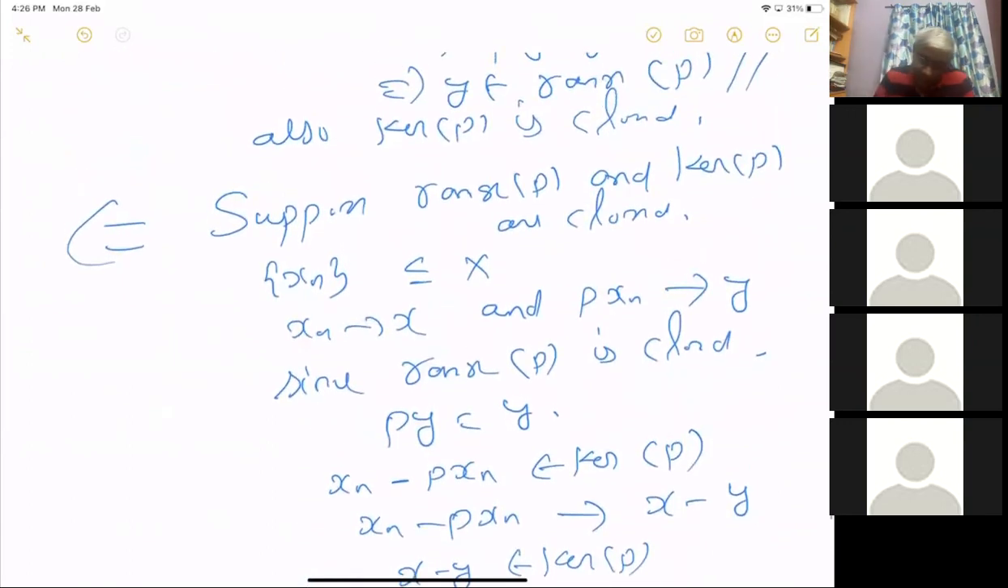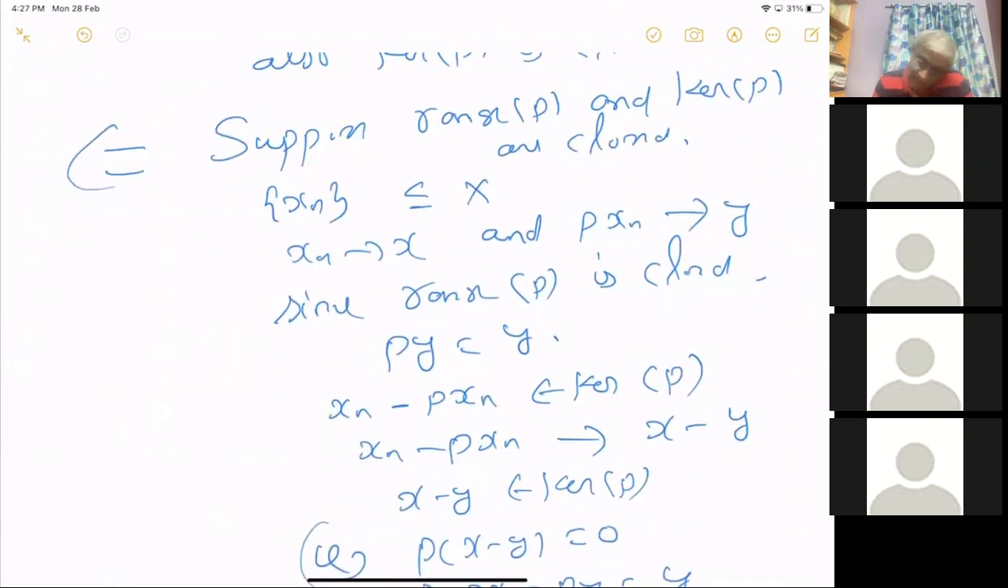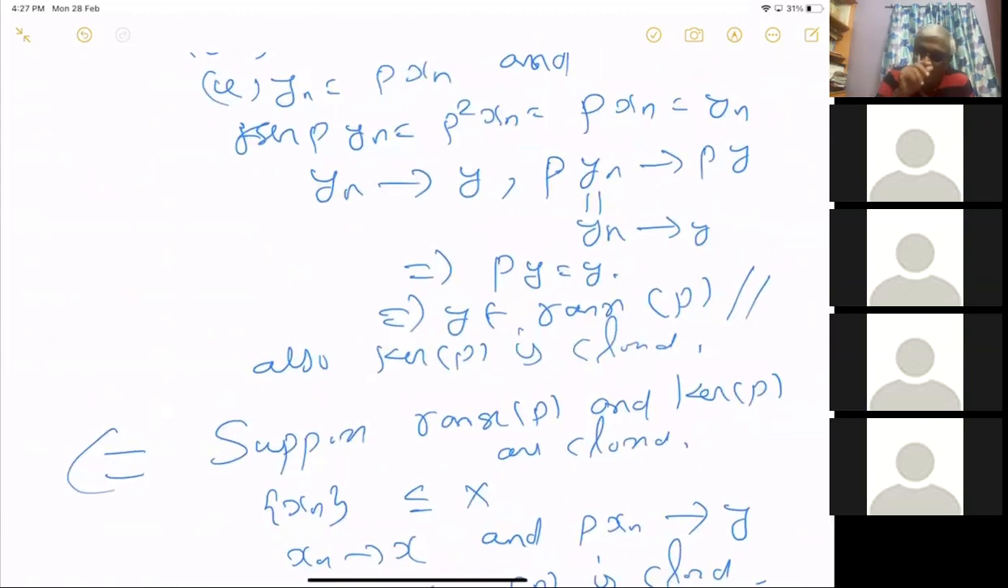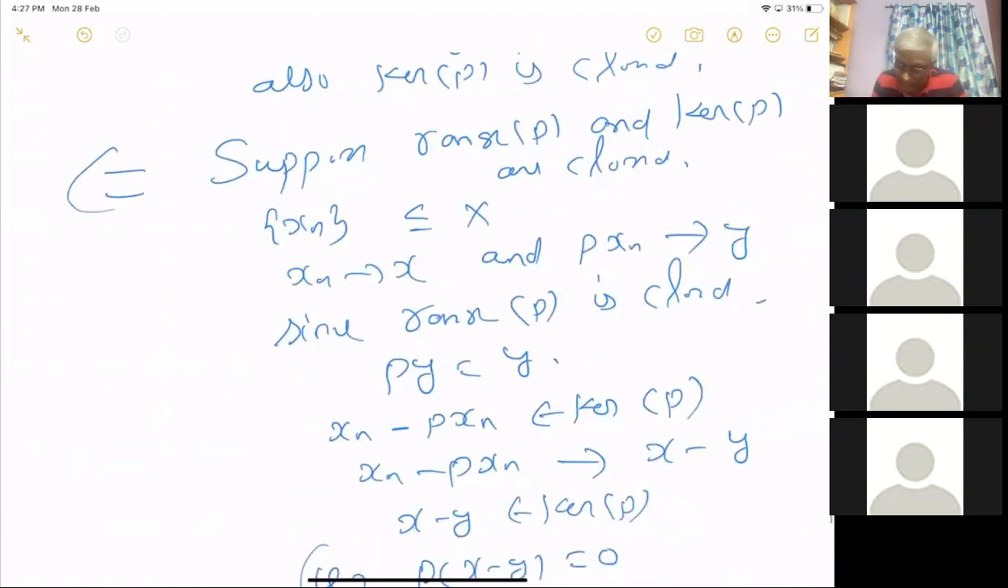So let me go through the whole thing. I want to prove that the graph of P is closed. I'm assuming that range of P is closed and kernel of P is closed. The range of P being closed implies that Pxn converges to y, then y should be in the range, because range of P is closed. So y looks like Py; because P is idempotent, if you apply P again, P of y equal to y.